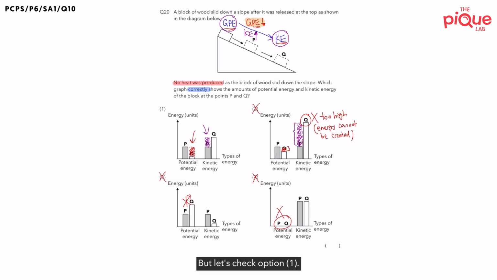But let's check option 1. Is the decrease in potential energy and the increase in the kinetic energy the same here? Yes. So is this possible? Yes. This shows us the potential energy was converted to kinetic energy. Therefore, the correct answer over here has to be option 1.